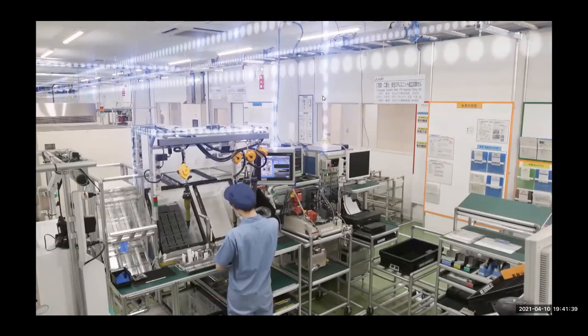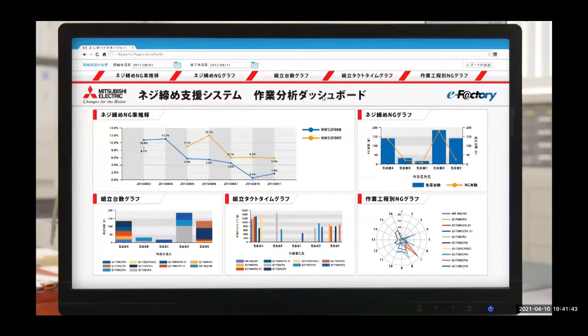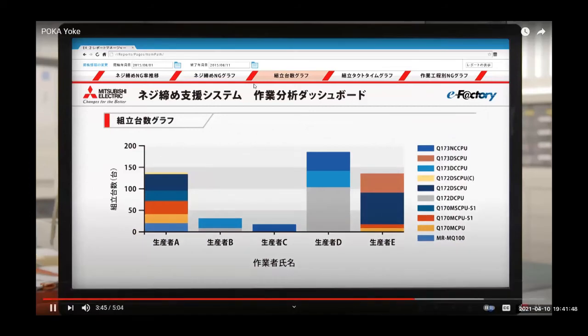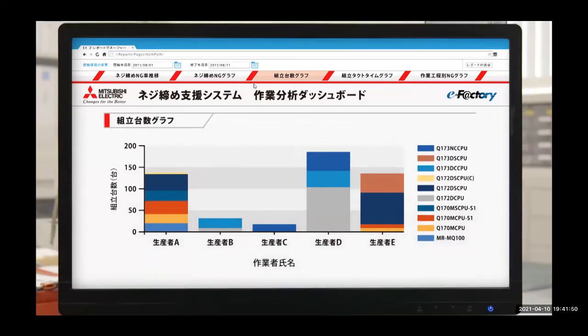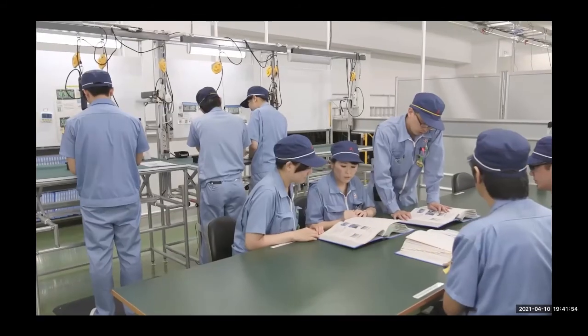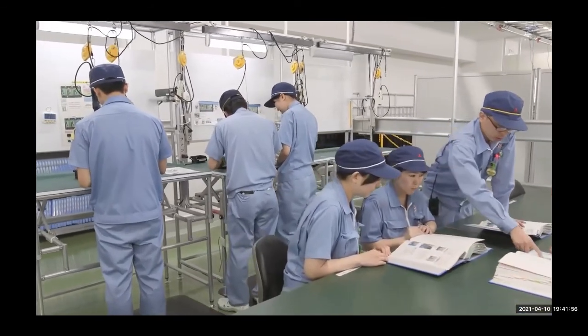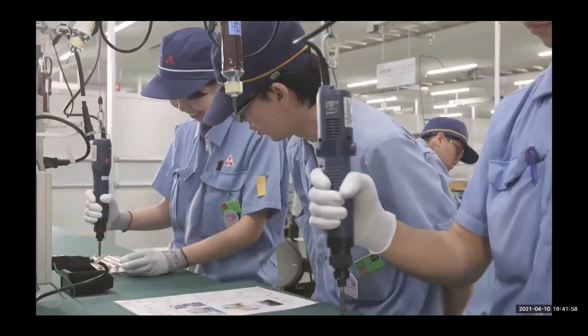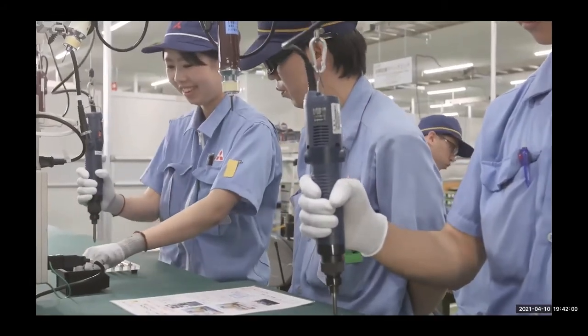The work improvement is facilitated by analyzing the huge amount of data derived from the instruction system. For example, the work time of each worker can be identified based on the graph of the average work time. Intensive training can be offered to workers who take a long time to complete their work.